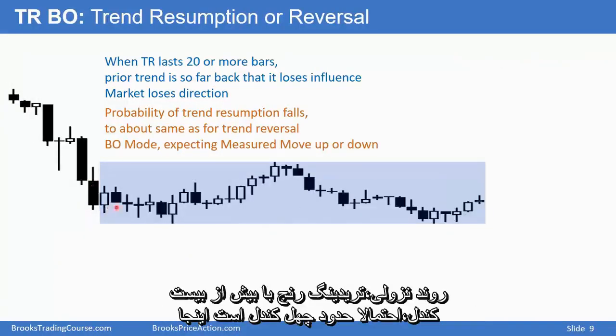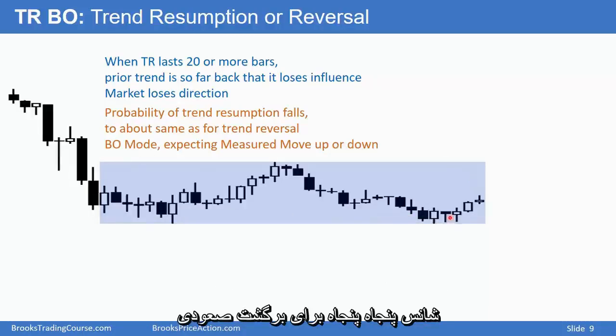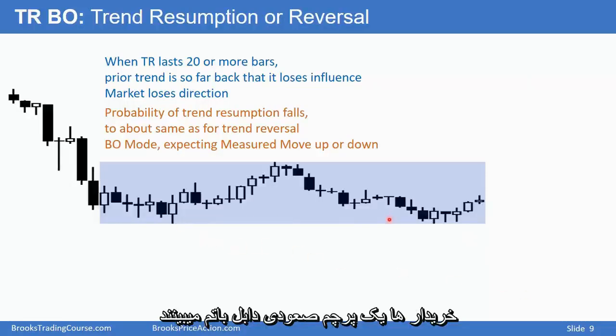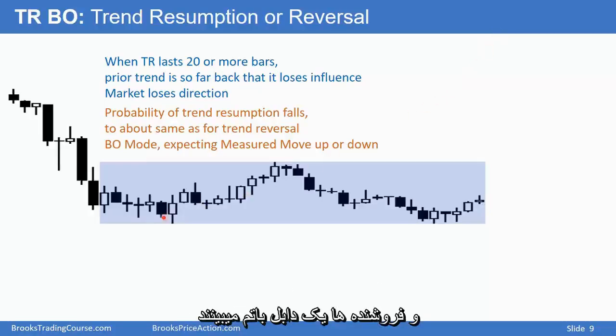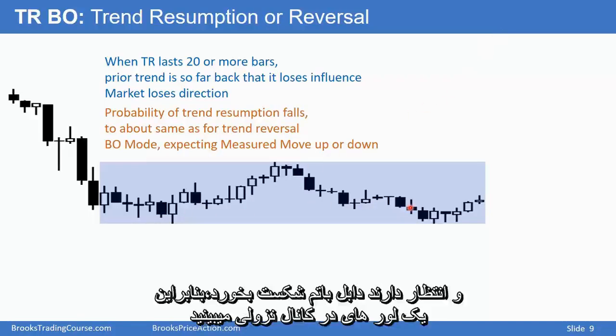Bear trend, trading range, 20 or more bars, probably about 40 bars here. 50-50 chance you'll get a reversal, 50-50 chance you'll get trend resumption down. For the bulls, they see a double bottom bull flag. They want to break out above the neckline, measure move up. And for the bears, they see a double bottom and they expect the double bottom to fail.